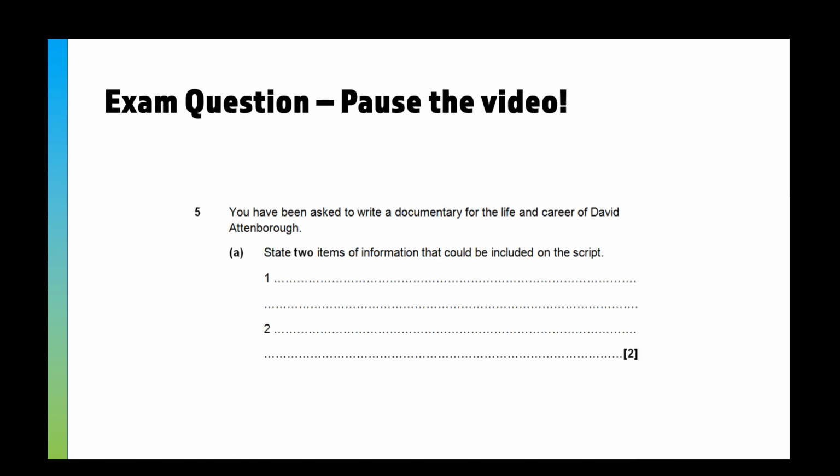So again, I want you to pause the video again. We've got a question here from a previous exam paper. So you've been asked to write a documentary for the life and career of David Attenborough. State 2 items of information that could be included on the script. So you just need 2 things that were spoken about that can go on the script. So pause the video and give that an answer, and I'll go through the answers on the next slide.